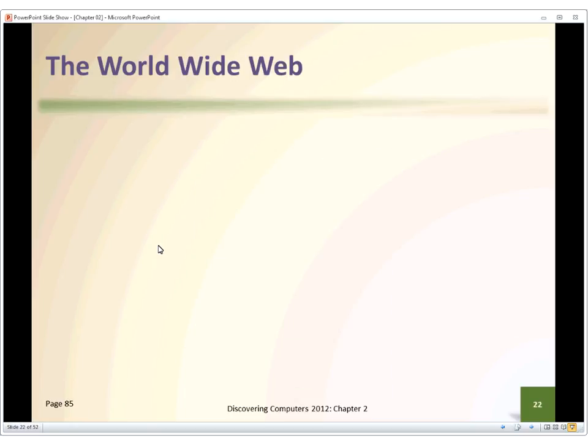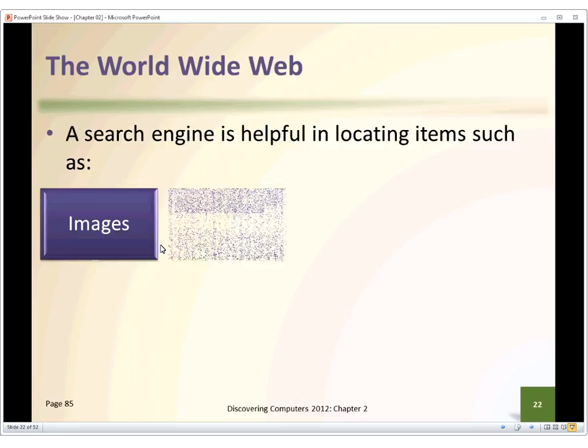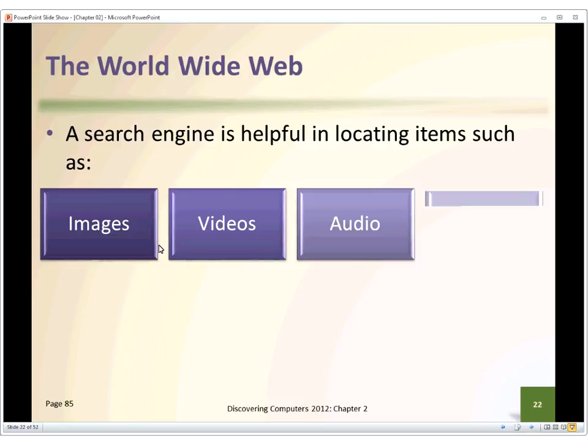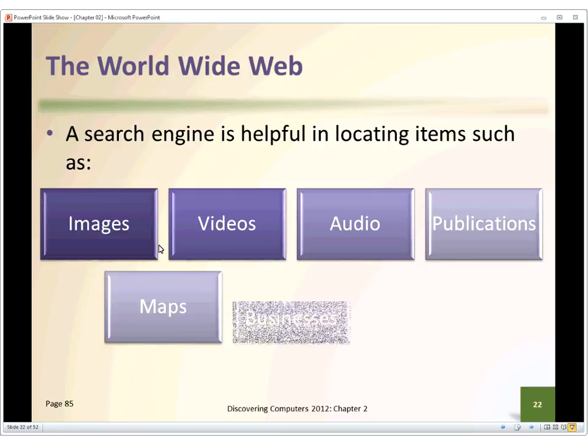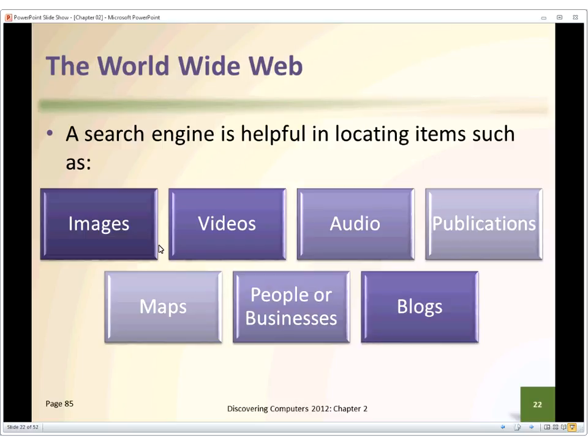So those search engines can really help you locate all kinds of media. You can look for images, videos, audio files, publications, good for navigation and maps. You can find out about people and businesses. You can participate through blogging as well. So there's interactive tools. Blog is a 2.0 web tool.